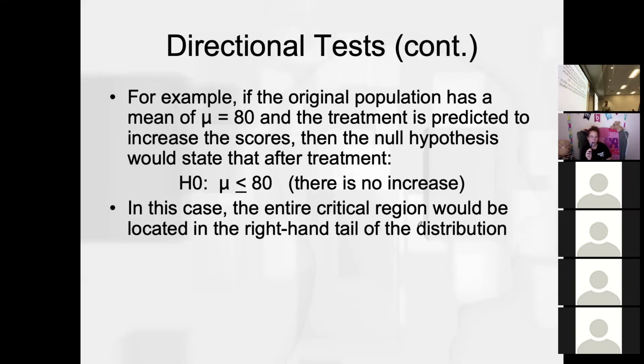So an example of this would be if the original population has a mean of 80 and the treatment is predicted to increase the scores, then the null hypothesis would be that the mean is less than or equal to 80. Or said another way, the null hypothesis is that there is no increase.